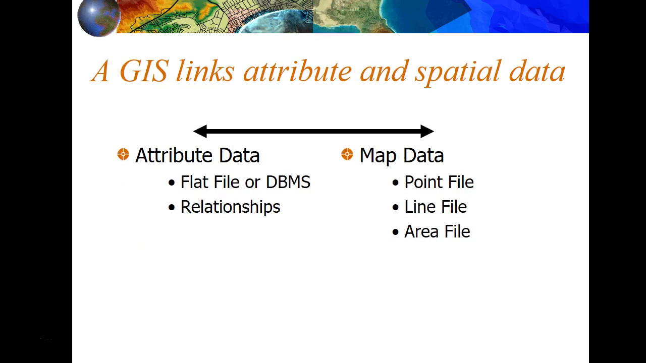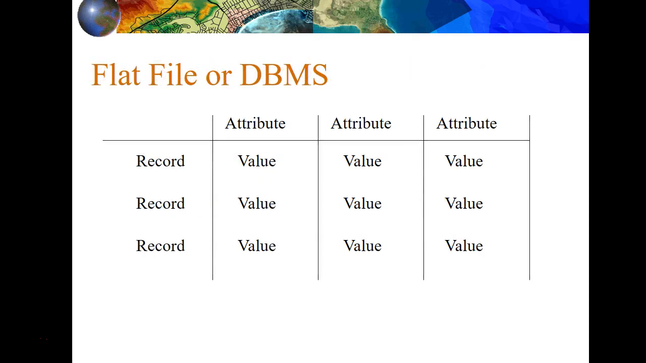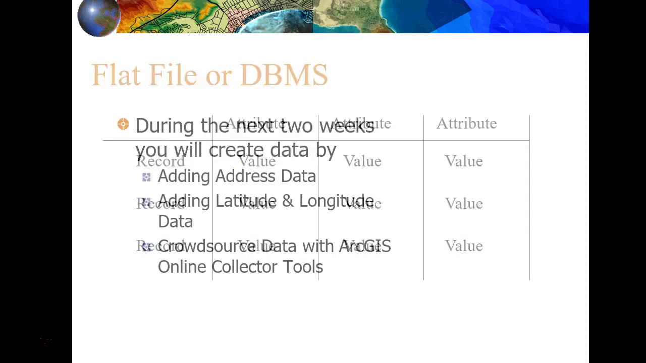Again, GIS links attribute and spatial data together. You'll have a table of data, then you have map data, so your attribute table is connected to the points, lines, or areas on your map. In this course you'll mostly be working with what we call flat files or database management systems. A flat file is also known as a spreadsheet, or an Excel spreadsheet, or a Google Sheet. You'll have your records as rows and your attributes as columns, and you'll get some practice this week working with these types of flat files.